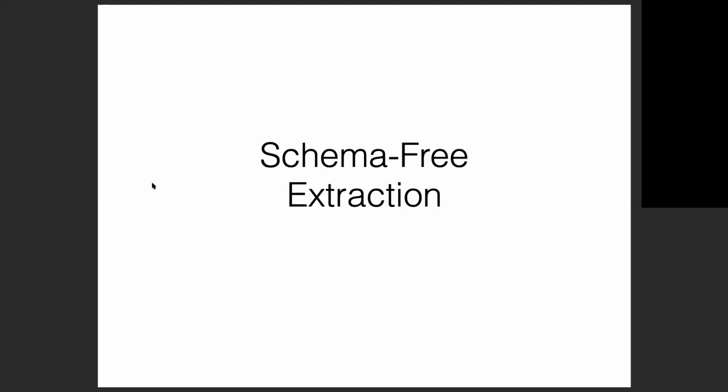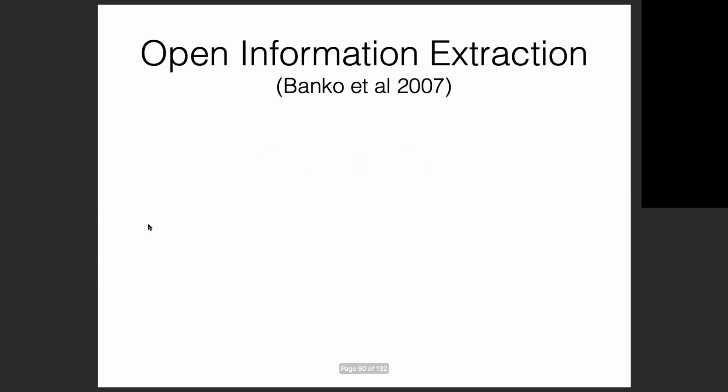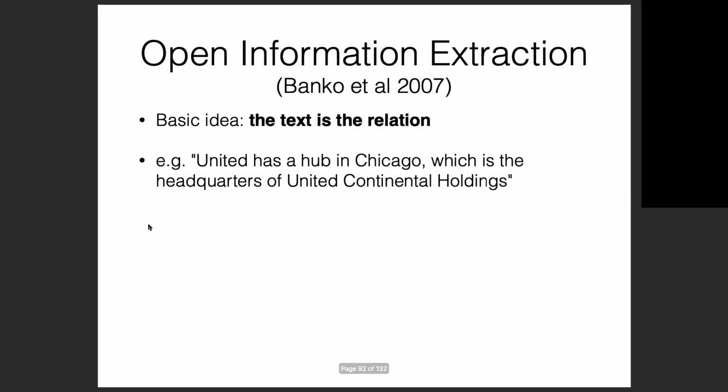I'm going to talk about schema-free extraction. I might not have time to get through all the slides, but I think that's okay. I think the earlier part that Hiro covered is probably the more important part. But basically, schema-free extraction, in contrast to the relation extraction that we've done so far, means that we want to extract information in the knowledge base where the knowledge base structure or the relations specified in the knowledge base are not specified beforehand. So the basic idea behind open information extraction, which is one example of the schema-free extraction, is that the text is the relation.